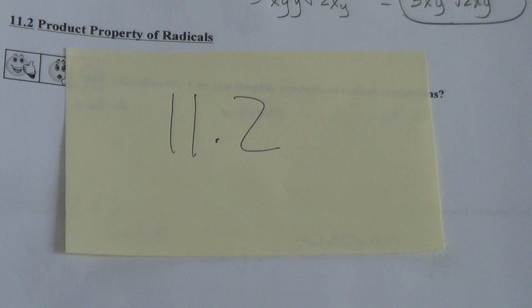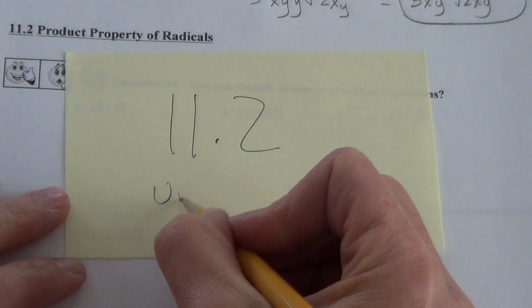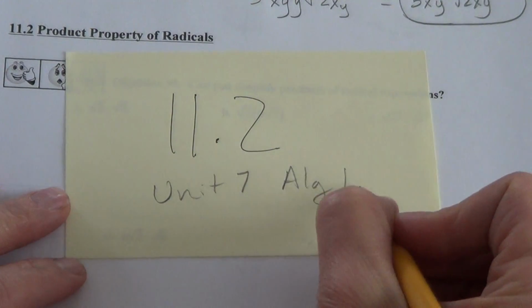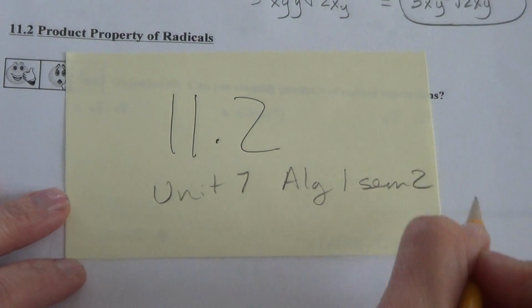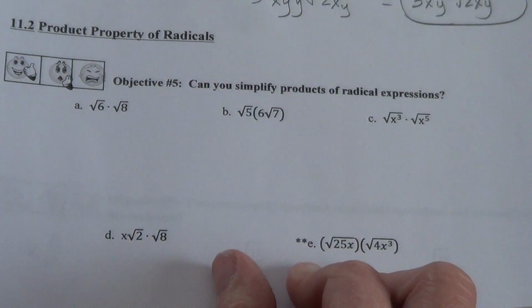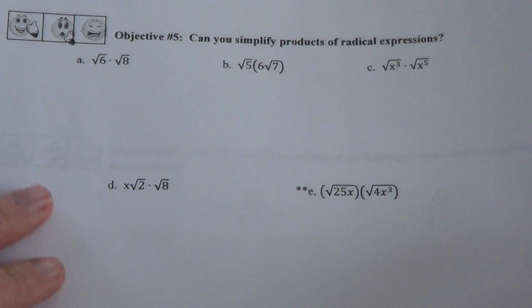Okay, this is Algebra 1, Semester 2, Unit 7, and this happens to be Section 11.2 of Unit 7. Here we go. We are working with radicals still.